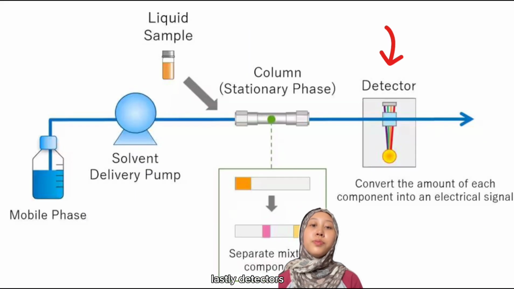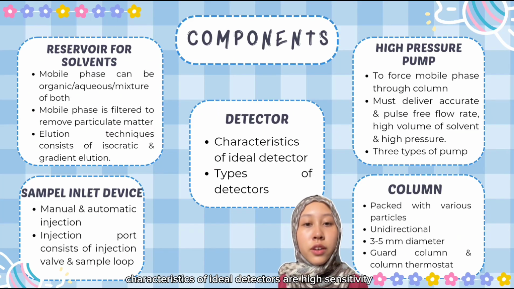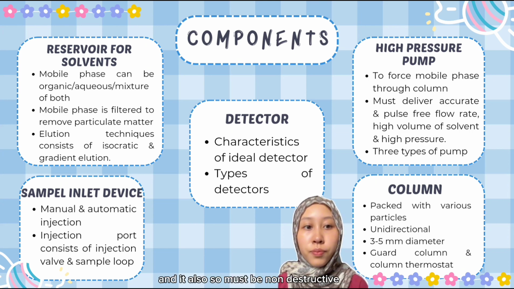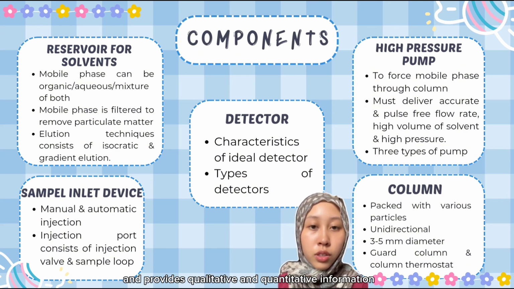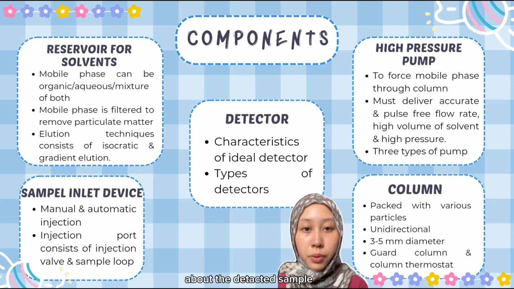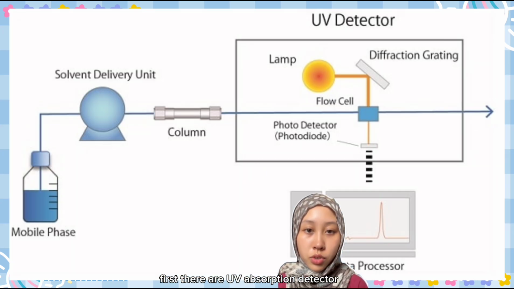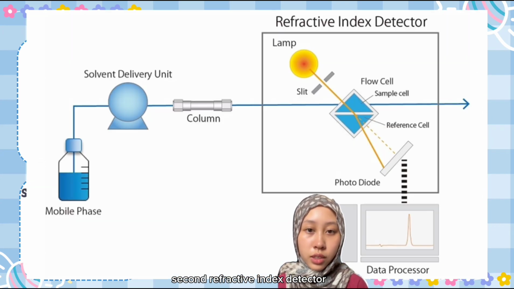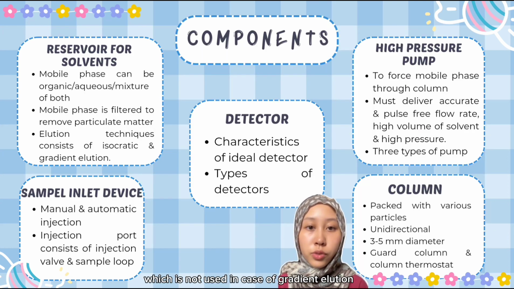Lastly, detectors. The characteristics of good detectors are high sensitivity, good stability, short response time, and low noise. And it also must be non-destructive and provide qualitative and quantitative information about the detected sample. There are 5 types of detector. First, there is the UV absorption detector, which is the most sensitive and widely used. Second is the refractive index detector, which is not used in the case of gradient elution.